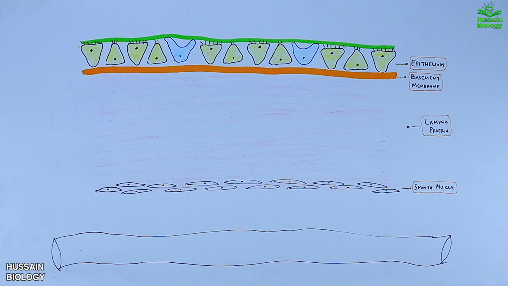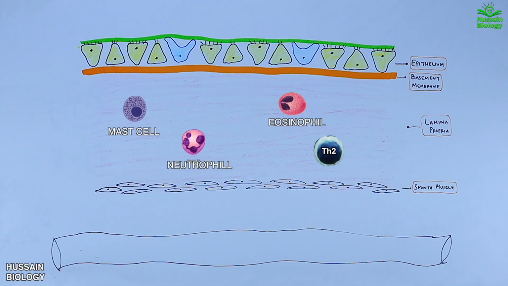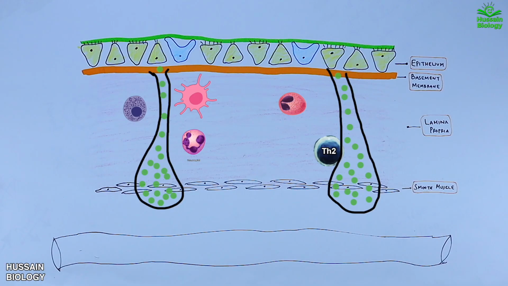In the lamina propria, we have numerous types of cells like mast cells, eosinophils, neutrophils, T helper type 2 cells, and dendritic cells. Then in the connective tissue, we can see the mucus secreting glands, which open at the basement membrane as shown in the diagram. These glands secrete mucus. So this is the histology of normal airway. Now let's see what drives the asthma and how this histology changes.